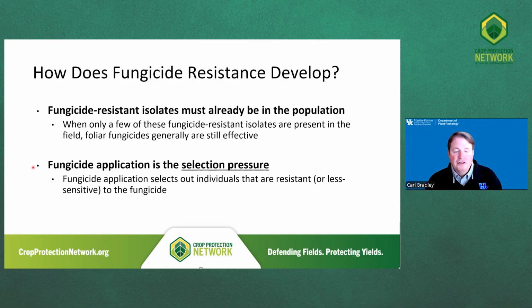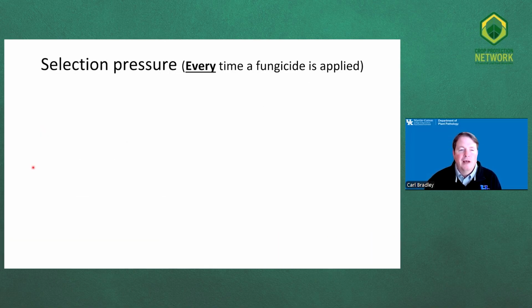But when we make those fungicide applications, this is what we call the selection pressure. This is what selects out those individuals that are resistant. So basically what happens is we control the ones that are still sensitive, but the ones that are left are the ones that are resistant. And over time, that population of resistant isolates is going to grow. And I've got this little cartoon, if you will, that will kind of demonstrate that. So this selection pressure occurs every time a fungicide is applied.